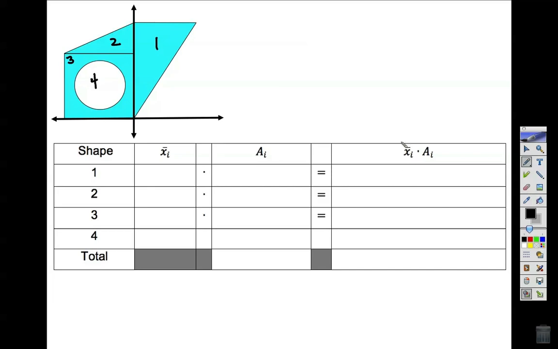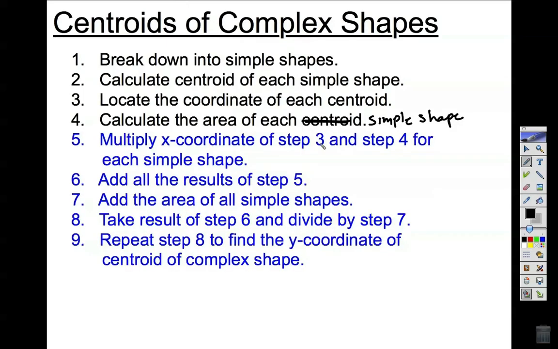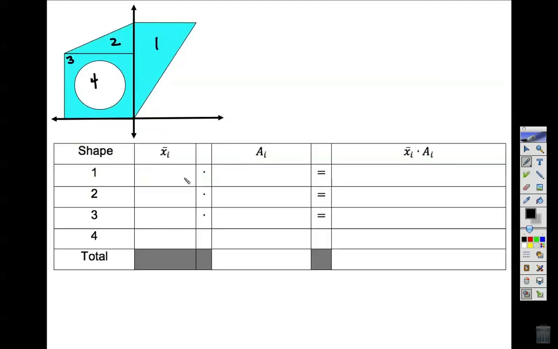Again, this is the beginning of step 5, which is multiply the x coordinate of step 3 and step 4, the area and the coordinate, right? That's what we're going to end up doing for each shape. So we're going to multiply all this to get these numbers. So that was step 5. Step 6, add everything here. Step 7, add everything here. Step 8, divide this by this. And in step 9, do this, but instead of using X numbers, we're going to use Y numbers.